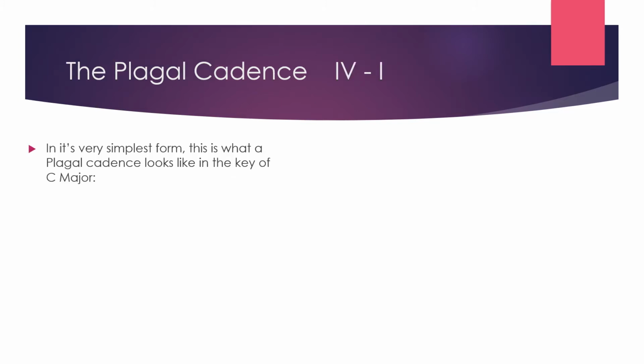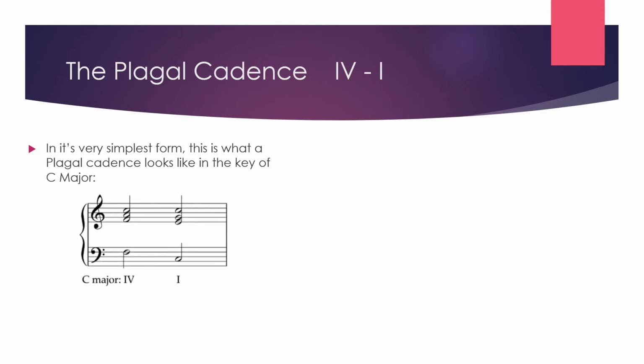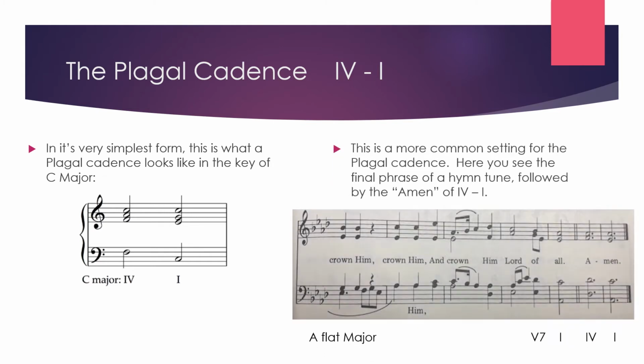In its very simplest form, this is what a plagal cadence looks like in the key of C major. This is a more common setting for the plagal cadence. Here you see the final phrase of a hymn tune, followed by the Amen of 4-1.